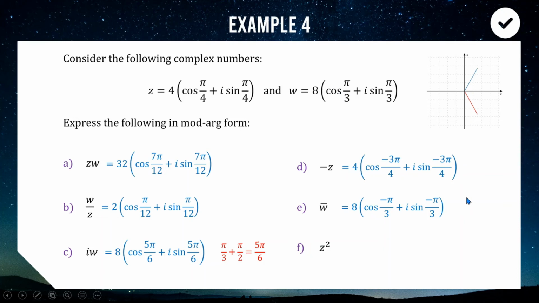Okay, and for the final one, z squared. So we're going to take the complex number z and multiply it by itself. So its modulus is going to be 4 times 4, which gives us 16. Our argument is going to be pi on 4 plus pi on 4, which gives us 2 pi on 4, which is a half pi. So we've gone from 4 cis pi on 4 to 16 cis pi on 2. We'll be doing more work on powers of complex numbers next week, but that's just a little intro to it, I suppose.